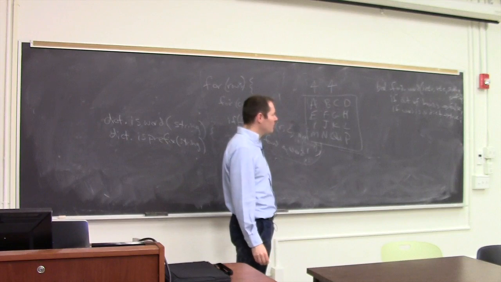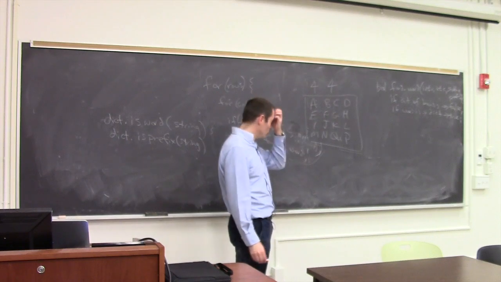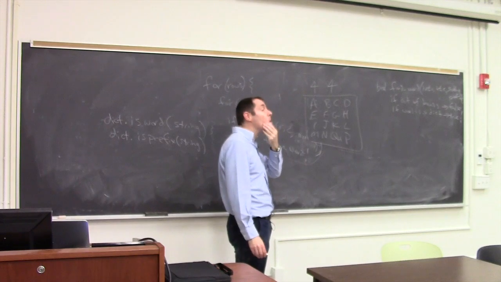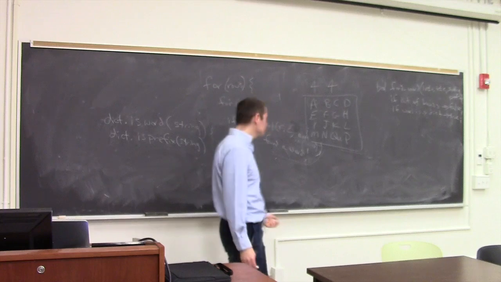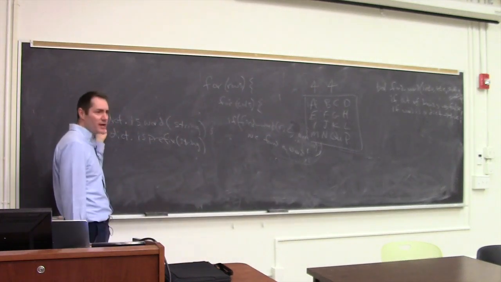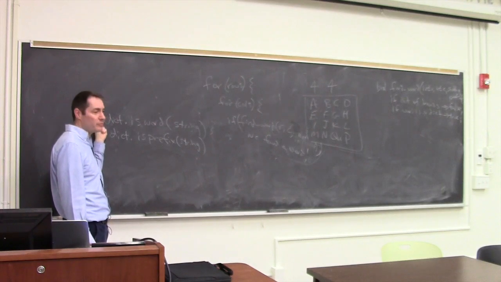Like we know that if it's out of bounds, it's false. If the word's in the dictionary, it's true. What else could we check? Remember, we've got 2 functions here. What else could we check? What if it's not a prefix yet?